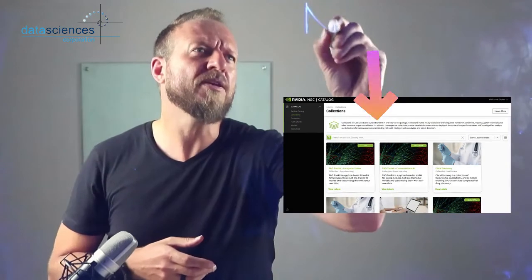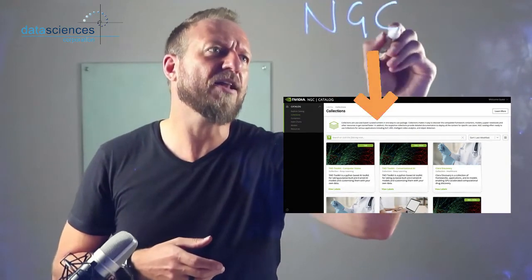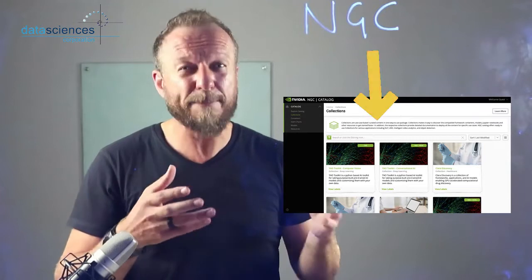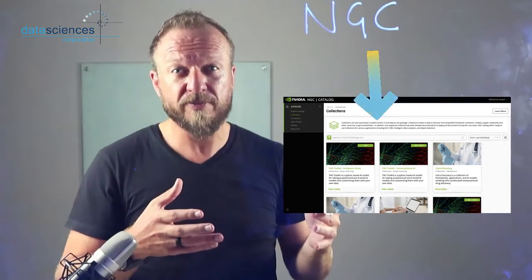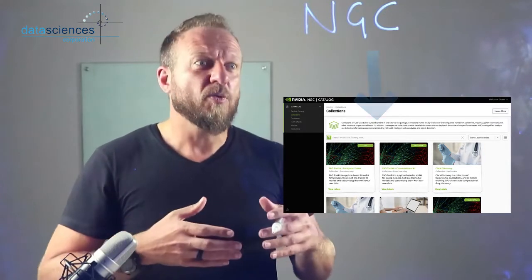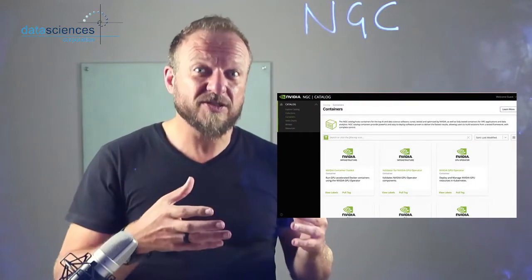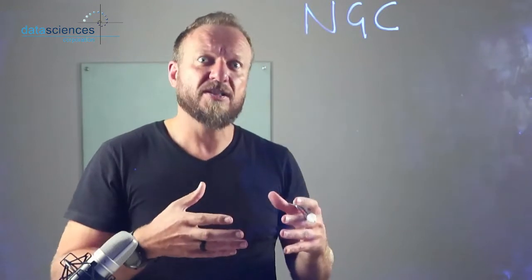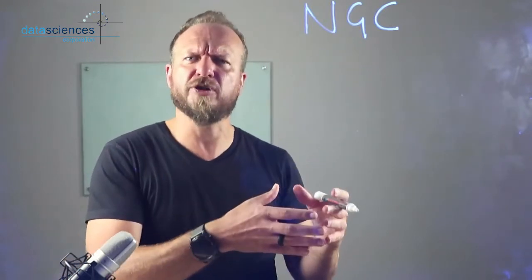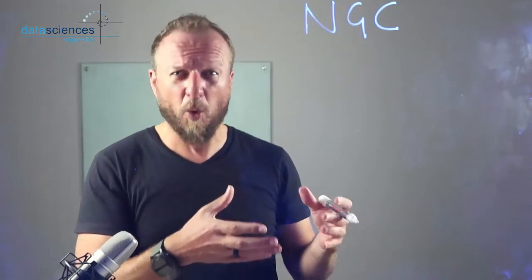So with that then, when we look at the NGC, what is contained within this? Now, I'd like you to think of your app store that you would be using on your phone. It's the similar principle. What they have is predefined collections, containers, pre-trained models, Jupyter notebooks, and also Helm charts. Now, I've said all these things, but what are they?